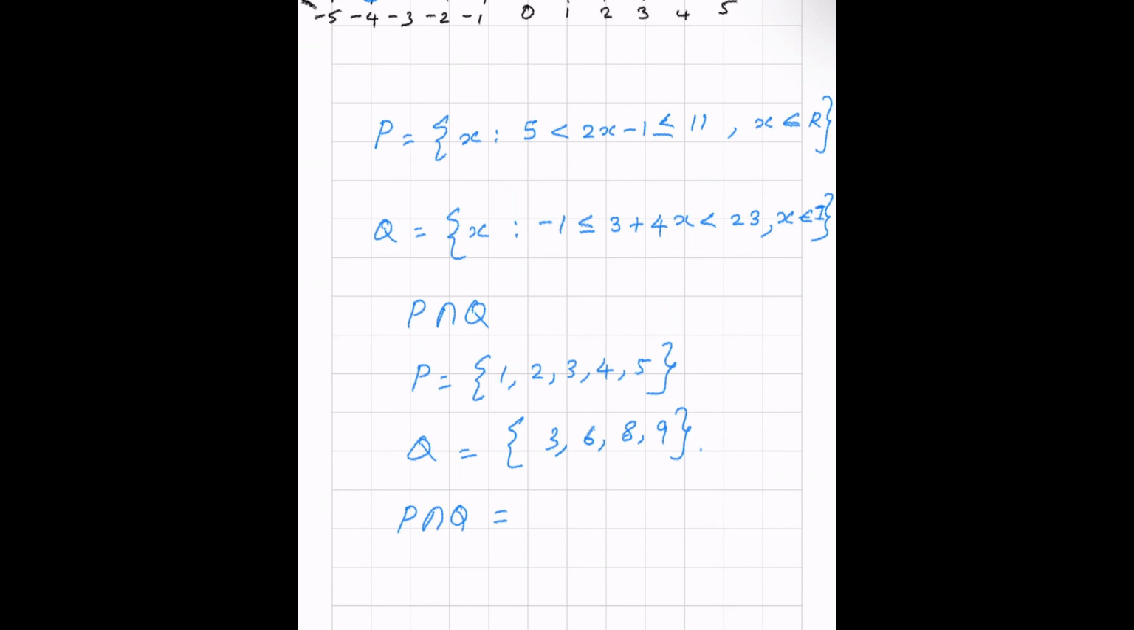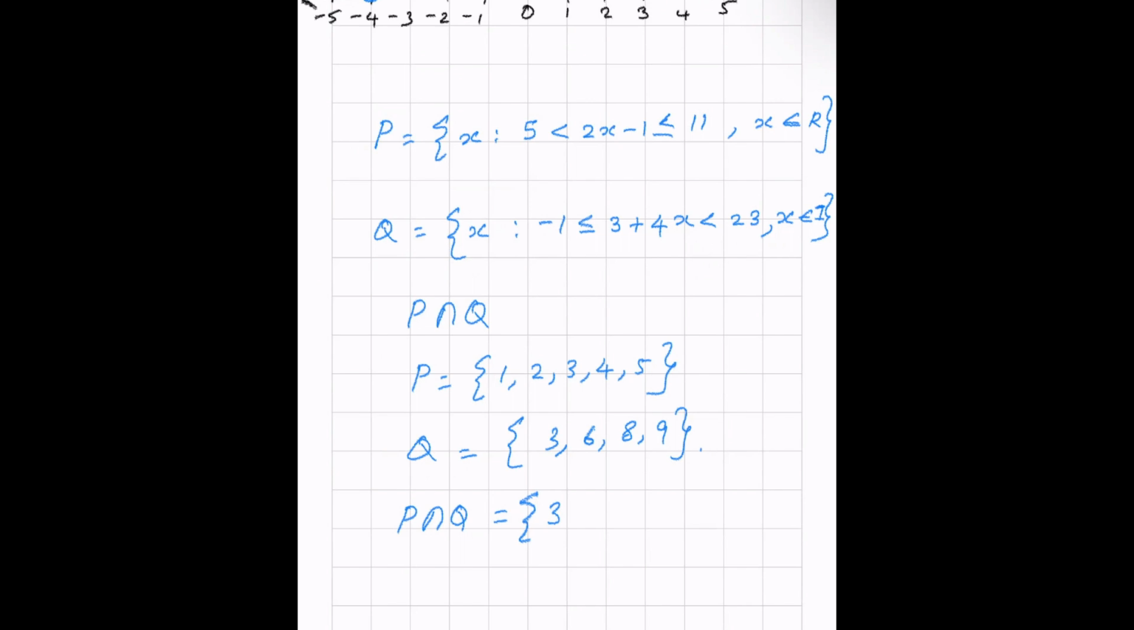The elements that are present in both P and Q, that is called intersection. So here, element 1 is present only in P. Element 2 is present only in P. What about 3? 3 is present in both. Both P and Q have element 3.